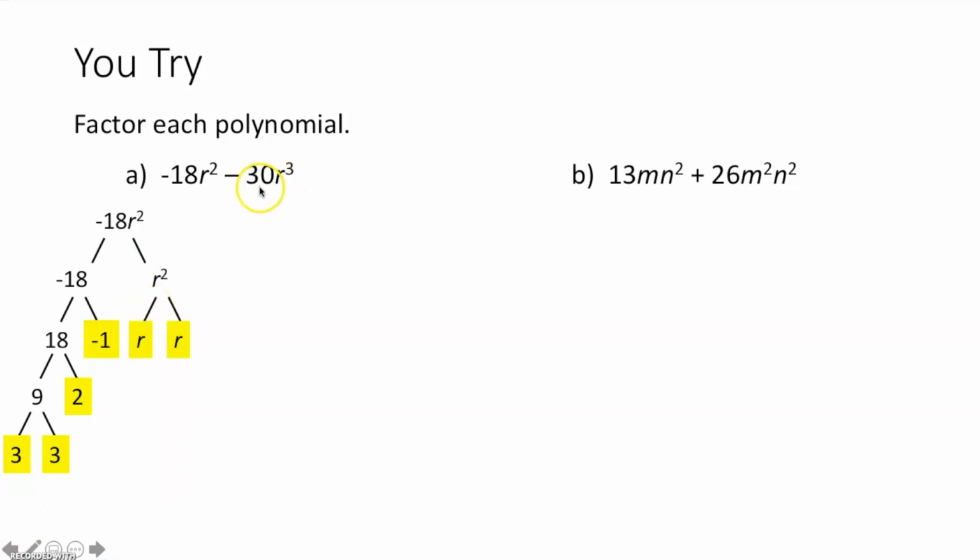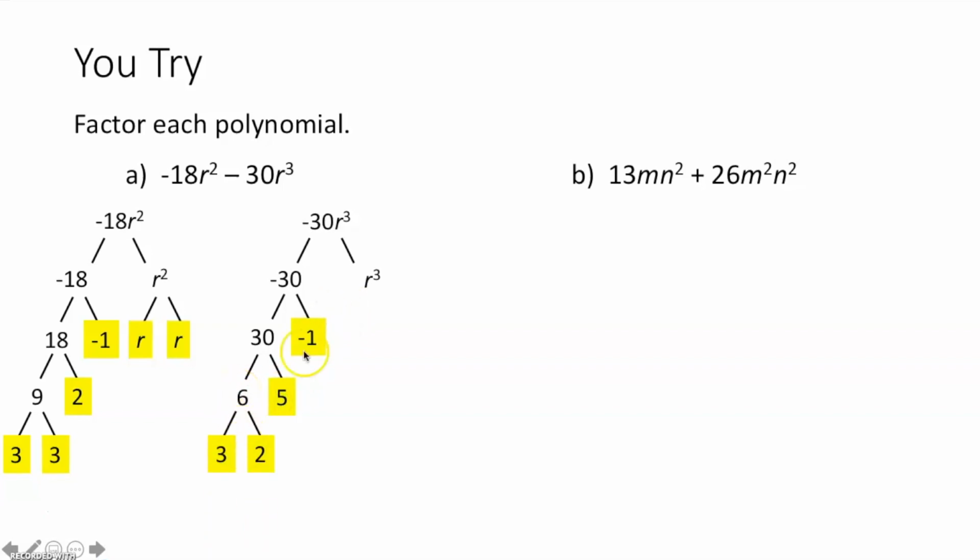Now we move on to the negative 30r cubed. So how do we do that? Well, we first break that into the coefficient and the variable. Then the negative 30 we can break up into 30 and negative 1. The 30 we can then break up: what 2 numbers multiply together to make 30? That would be 6 and 5. And then the 5 is prime, so that's done. But the 6, we can break up further into 3 times 2. Now, this is completely broken up.